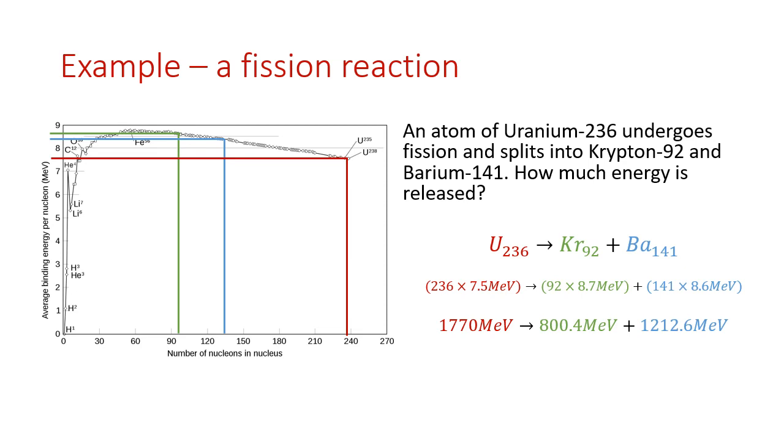So let's multiply those values by the number of nucleons to get these values, and then we can calculate the difference. And we've got 243 mega electron volts. Now the gap isn't as large, but we have far more nucleons, so we get a substantial amount of energy again.